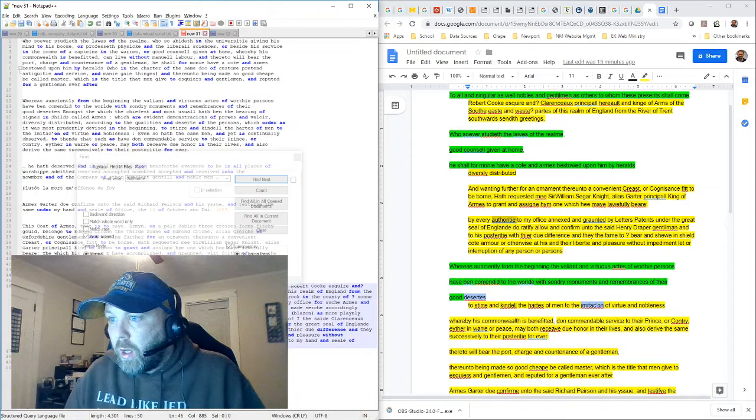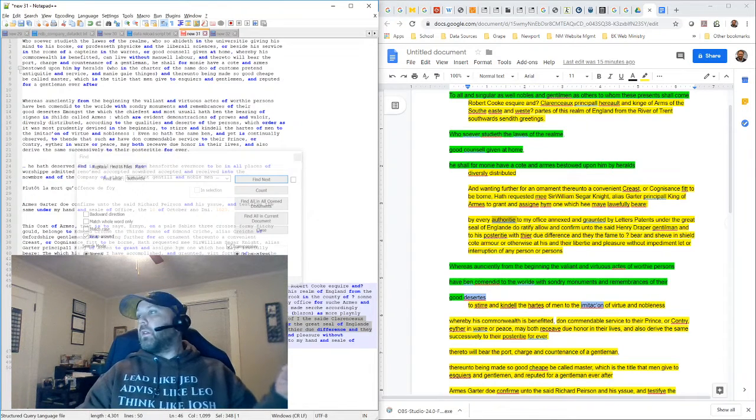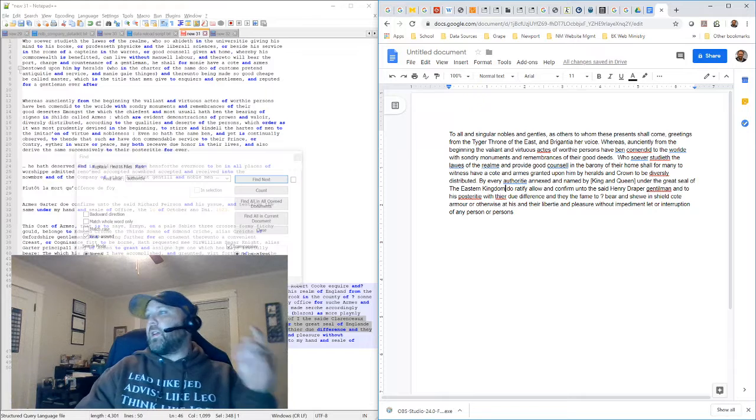Okay, here we go. The which arms and crest and every part and parcel, therefore, I, the said Clarenceaux, by every authority under the Great Seal of England, do ratify. Okay, so this is when the herald is talking through the letter. Okay, so by every authority. Okay, so I do need to go ahead and change this. By every authority annexed and named by under the Great Seal of the East.